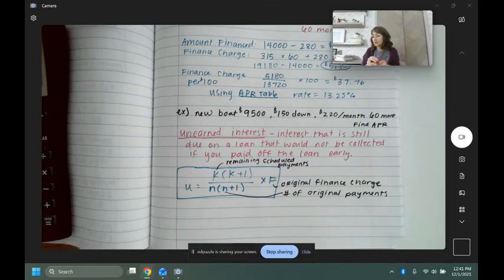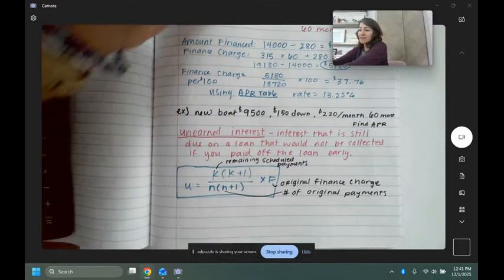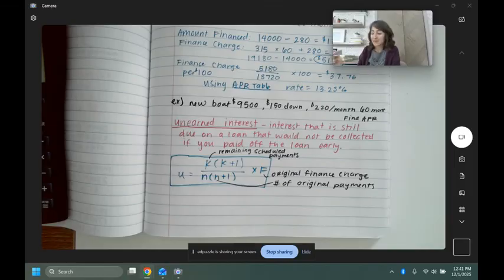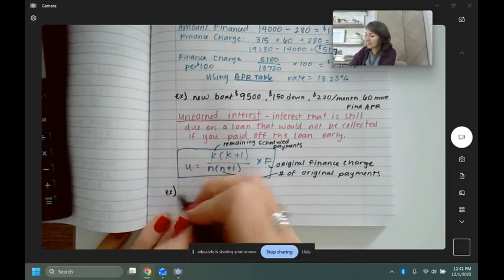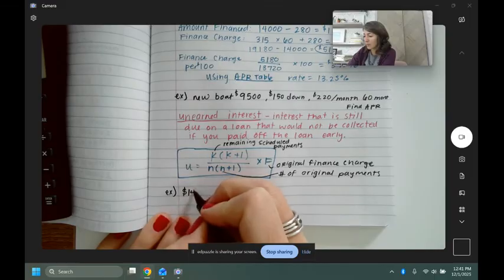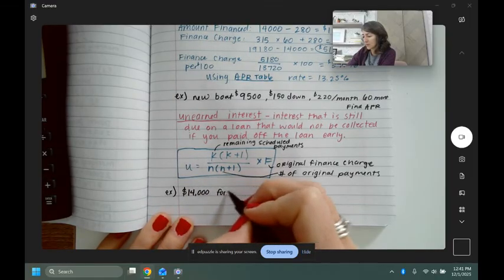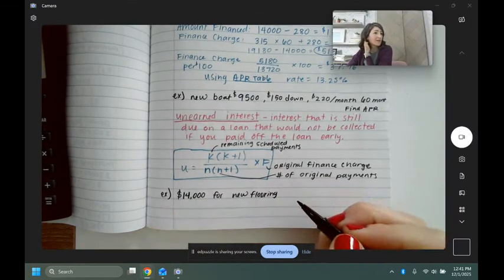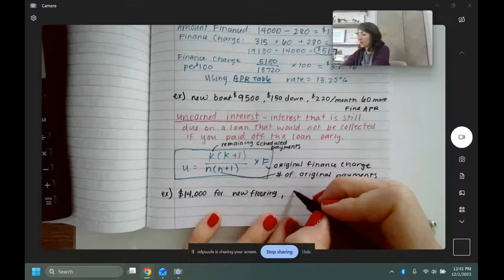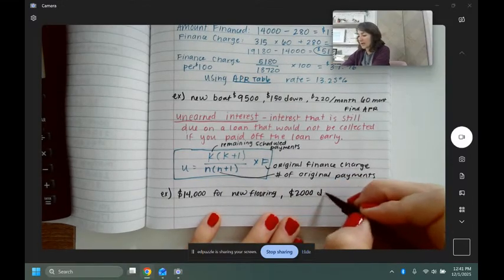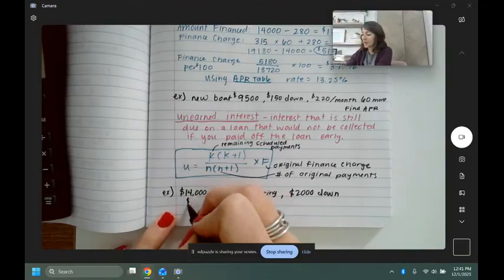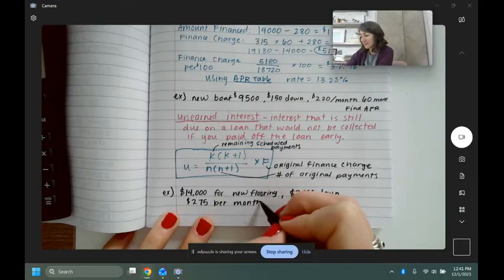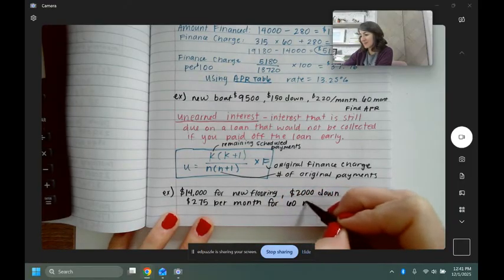So let's say, I do not have a ton of space here. If you don't either, that's okay. Let's say we buy new flooring for our house. For example, you borrow $14,000 for new flooring. You put $2,000 down and you pay $275 per month for 60 months.